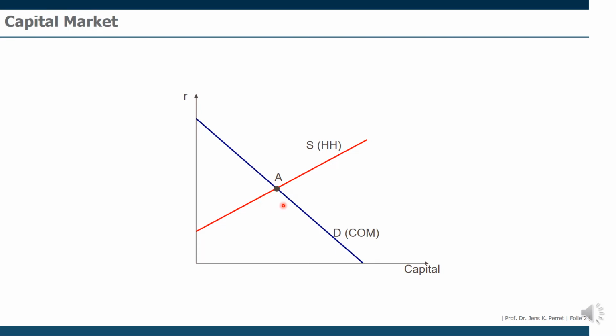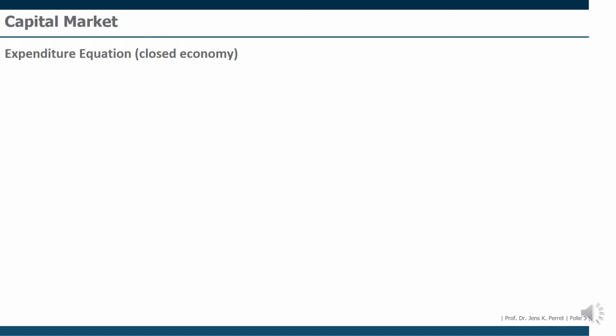And in particular, if we summarize this, we know that in this equilibrium point, the amount that is saved and the amount that will be invested are equal. And the interesting thing now is this equilibrium we can actually mathematically determine. And this works via the expenditure equation. And here we're starting with the expenditure equation for a closed economy. Later on, in a later slide, I also will change this to the situation of an open economy.